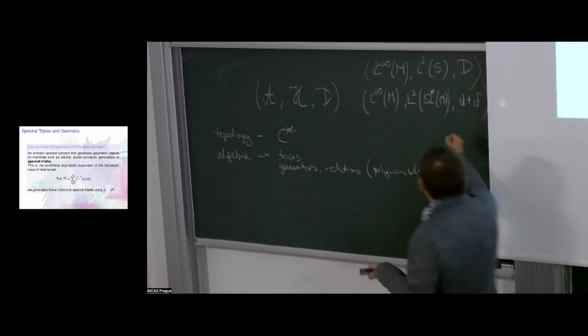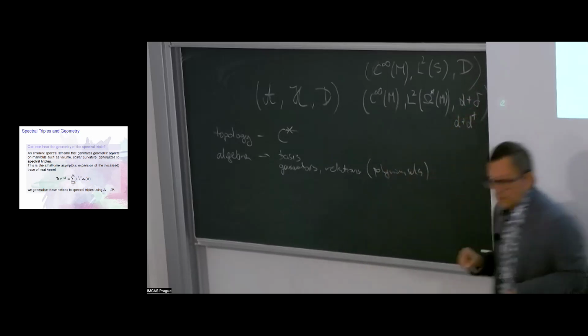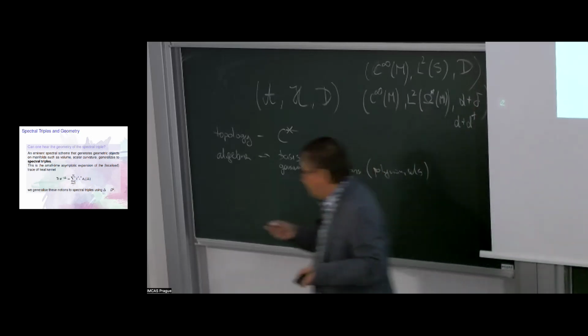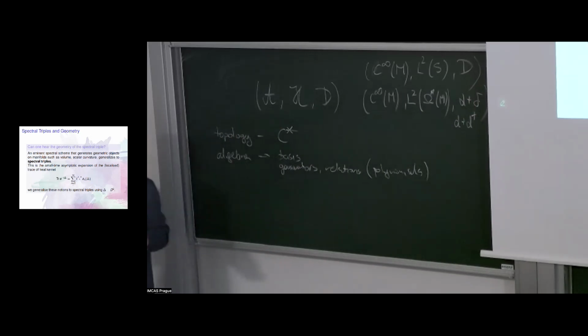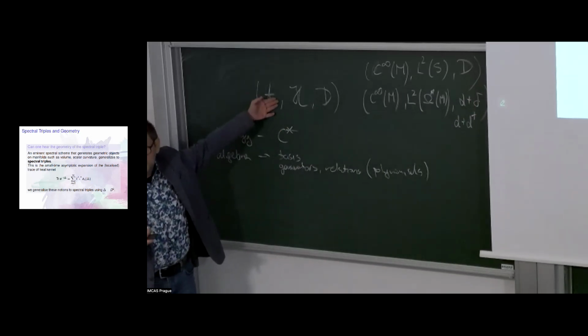But in a way, you can write this as d plus d conjugate, just the Hermitian conjugate of the exterior derivative with respect to this structure of the Hilbert space. And this is a very good spectral triple. So technically, all Riemannian manifolds are inside.